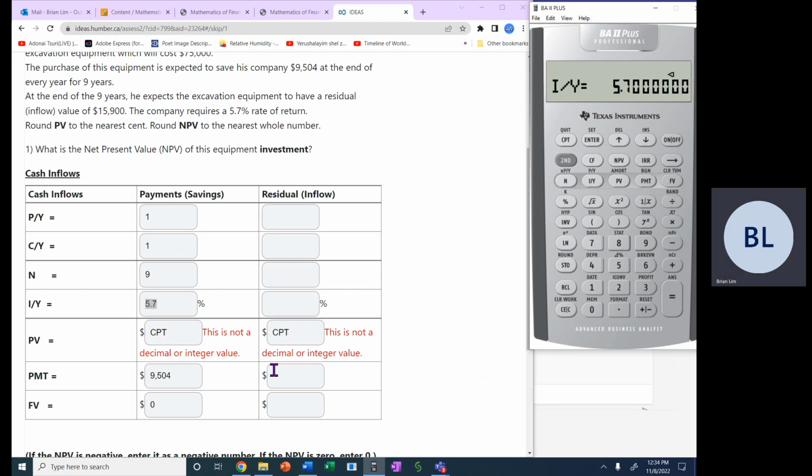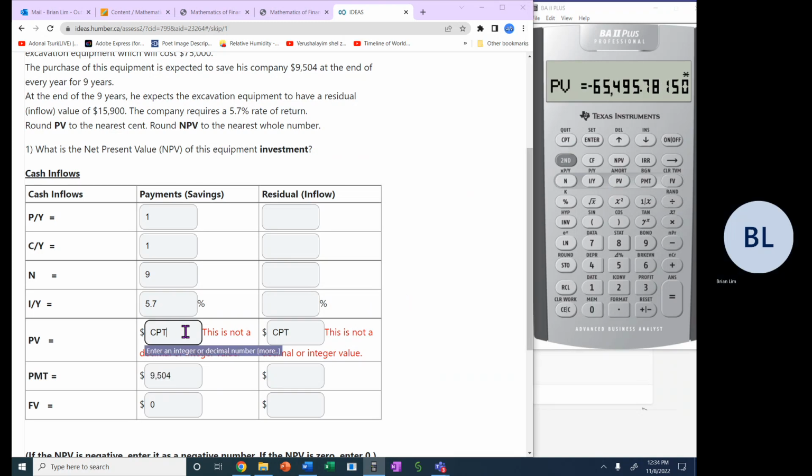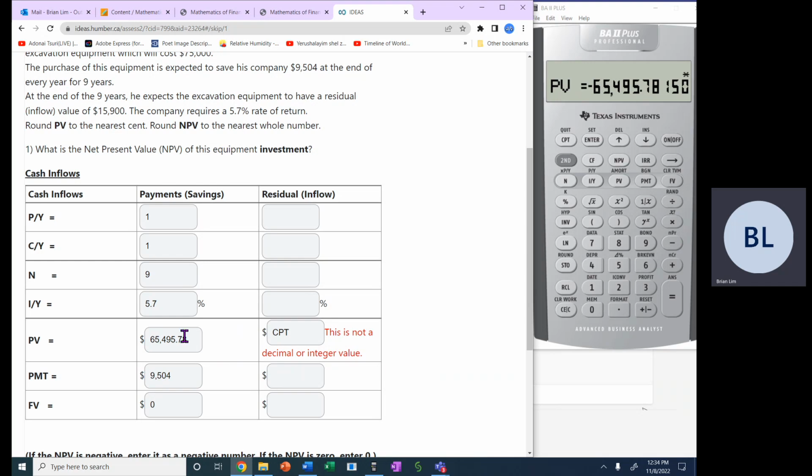Present value, we are computing that. The payment is 9,504. And we enter that. And we put 0 for the future value, and then we compute the present value. And that turns out to be $65,495.78. I think it's best to put in a positive value, but a negative value will also be marked correct in this part of the question. Okay, so that is the first part.